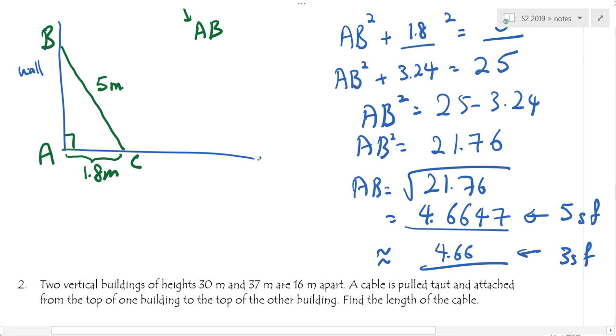So far okay? So then the answer is 4.66 meters. Now what does this mean? It means that the wall here is 4.66 meters. That's it.